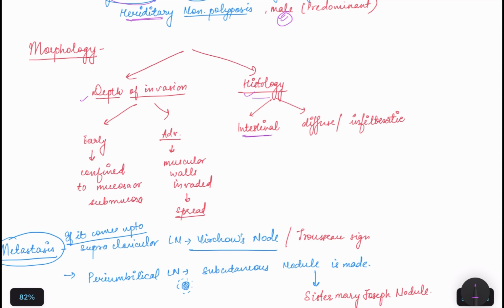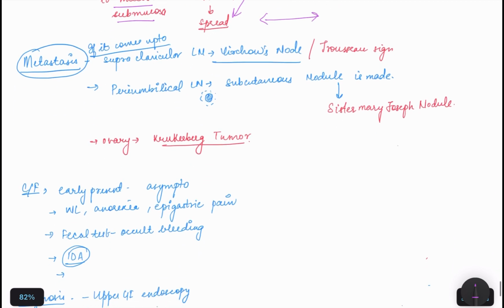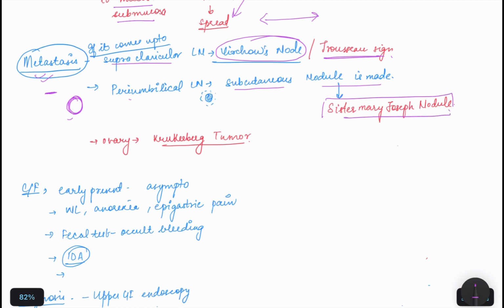Morphology depends on the depth of invasion and histology. In histology, there are intestinal and diffuse, meaning infiltrative, types; intestinal metaplasia is present. For depth of invasion, if it is early, it is confined to the mucosa and submucosa, and if it is in advanced stages, it will invade the muscular walls and spread to distant areas. Metastasis: if the metastasis reaches the supraclavicular lymph nodes, it is called Virchow's node or Trousseau's sign. If it is present around the umbilicus, in the periumbilical lymph nodes, subcutaneous nodules will form, and this is called the Sister Mary Joseph nodule. And if it reaches the ovary, it is known as Krukenberg tumor.